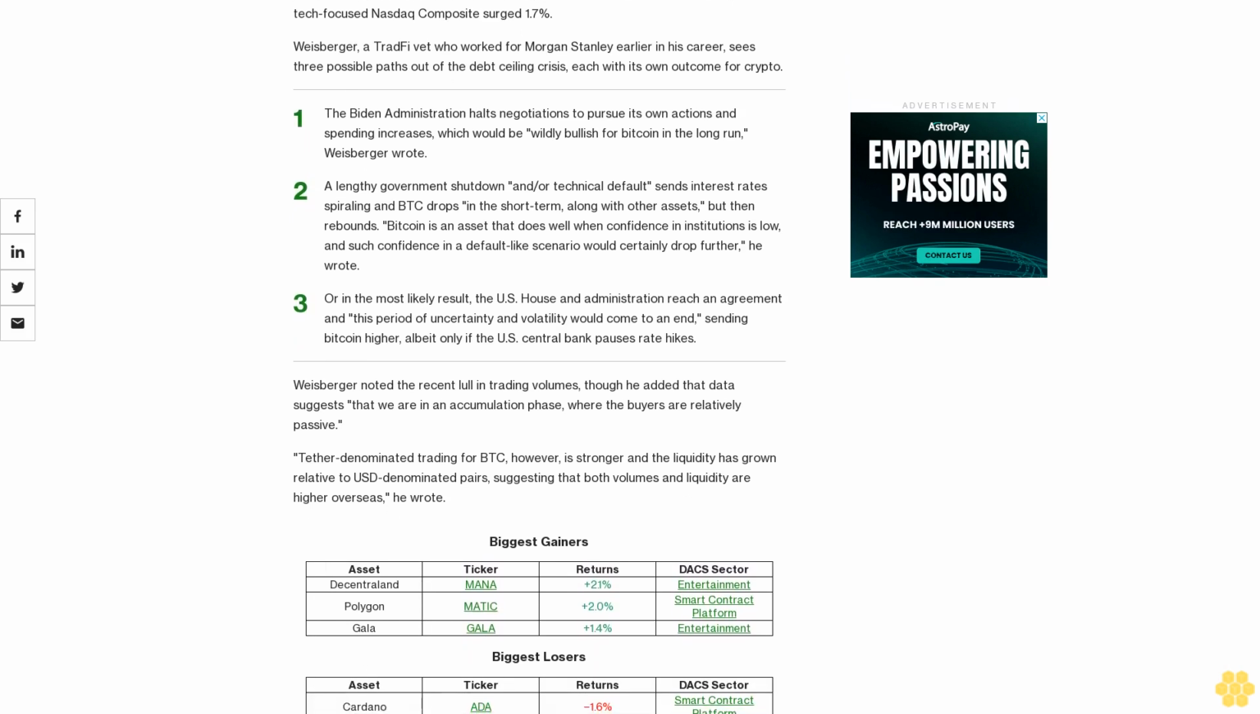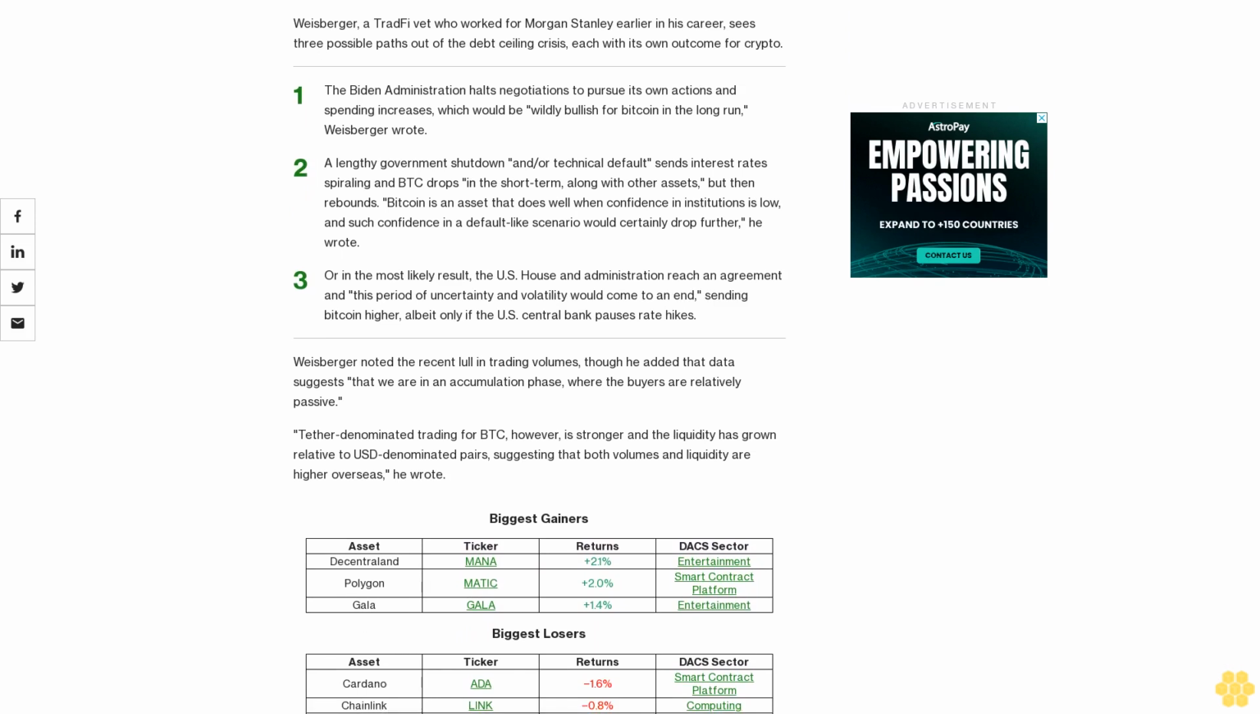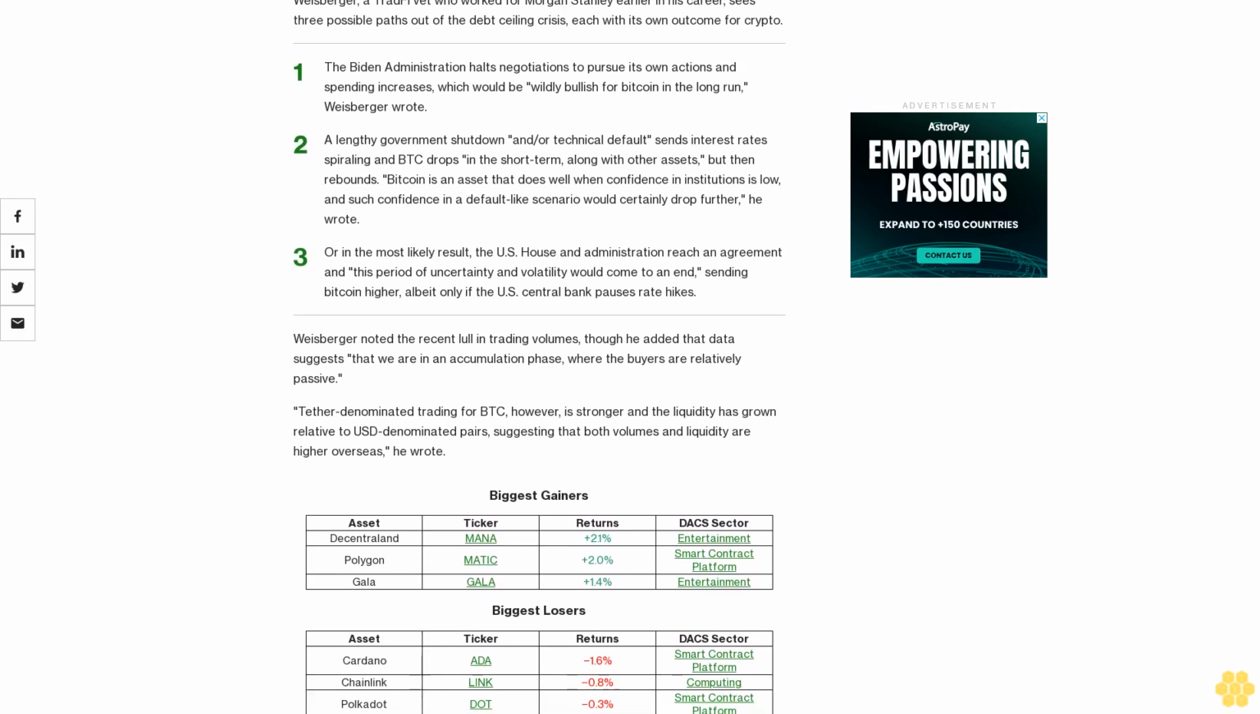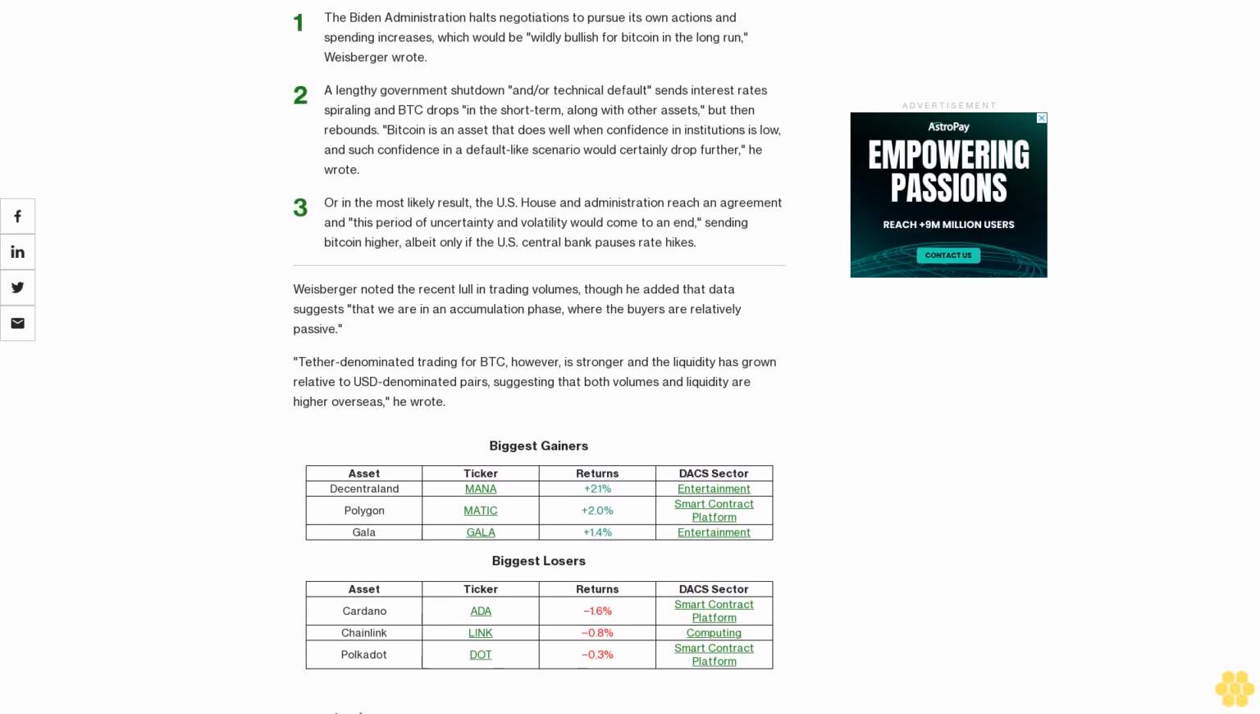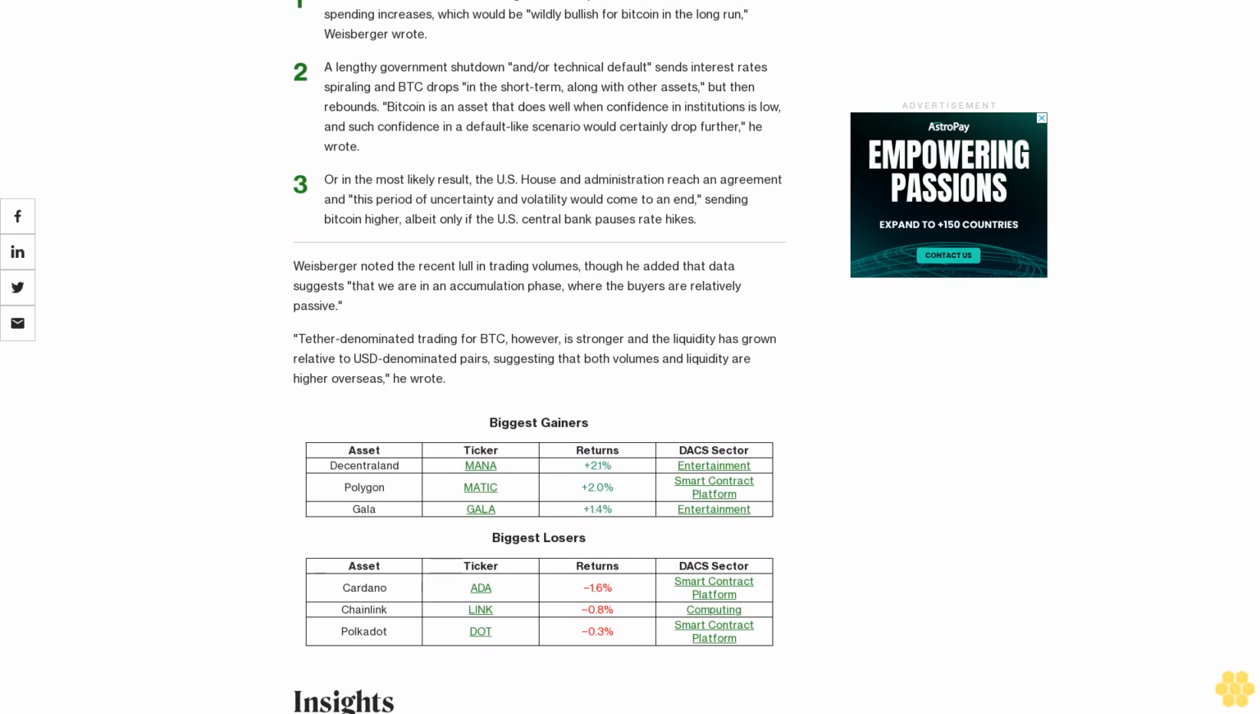Or, in the most likely result, the U.S. House and administration reach an agreement and this period of uncertainty and volatility would come to an end, sending Bitcoin higher, albeit only if the U.S. central bank pauses rate hikes.